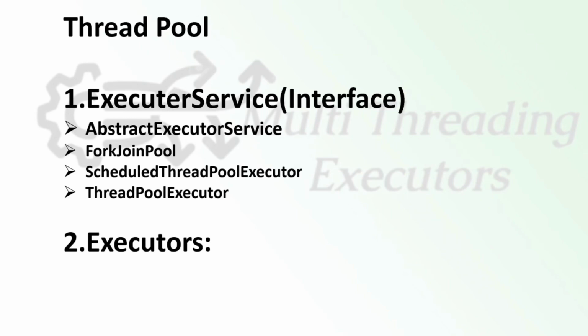So thread pool means it's a pool of threads. In that pool, some number of threads will be there. Whenever we want a thread to perform anything, we just need to give our task to that thread pool, and from that thread pool, some thread will execute our task, right? So thread pool is nothing but a pool of threads which contains some number of threads, right?